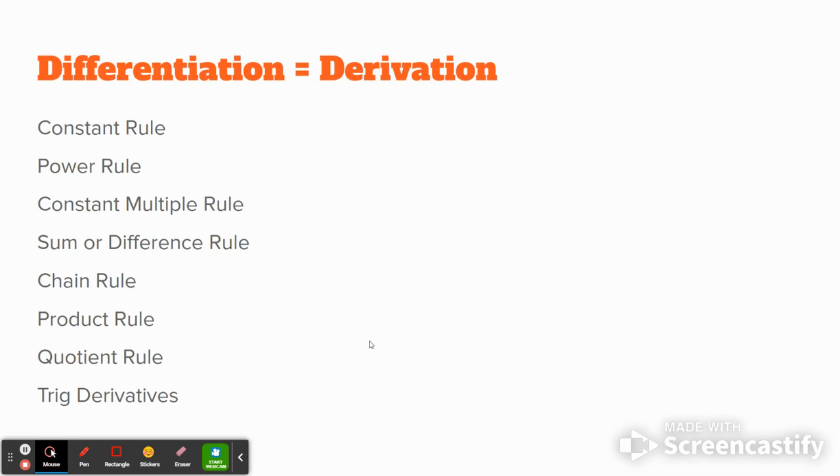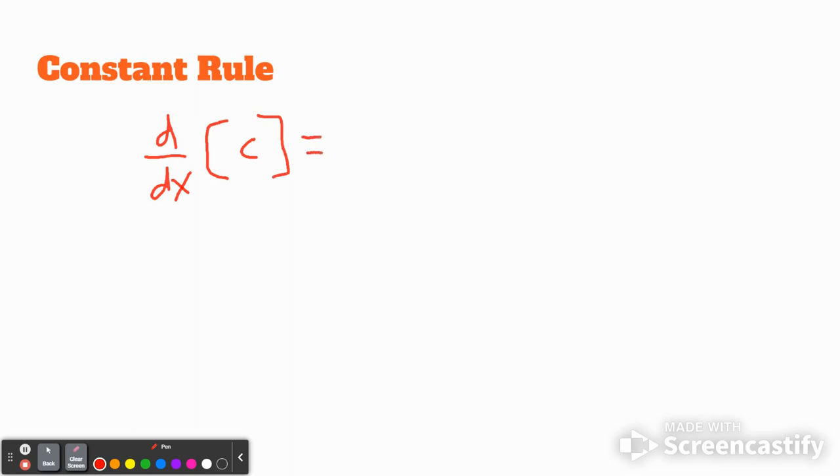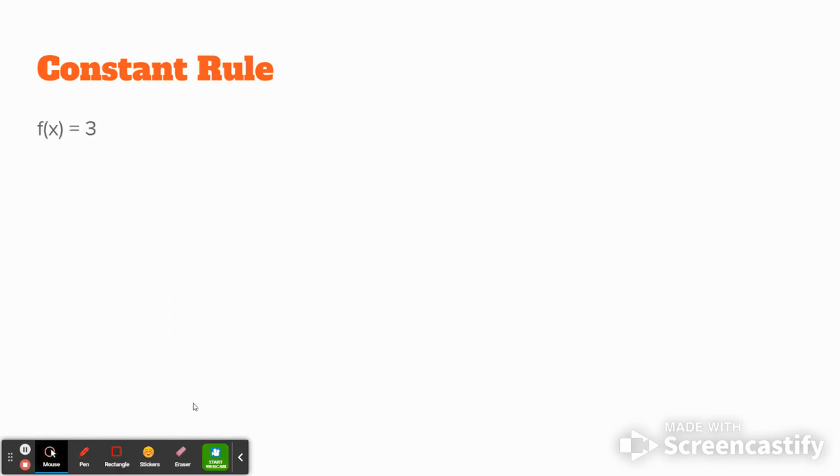So let's jump right into it. First off, the constant rule gives that the derivative, denoted like this, of any constant c is equal to 0. So that is the constant rule. So for example, if f of x equals 3, the derivative of this function, denoted as f prime of x, is equal to 0.